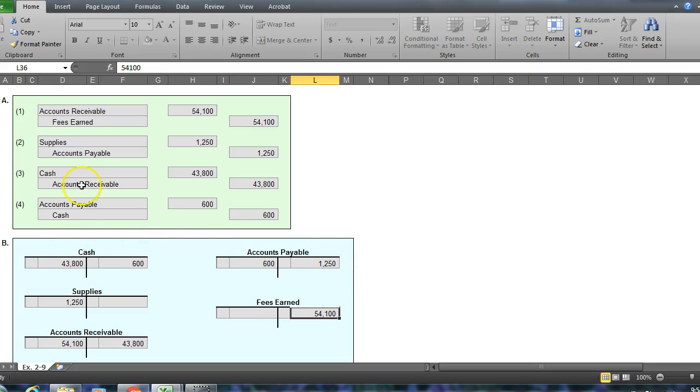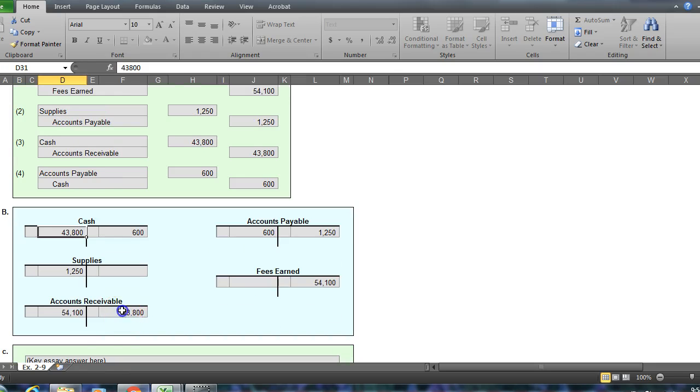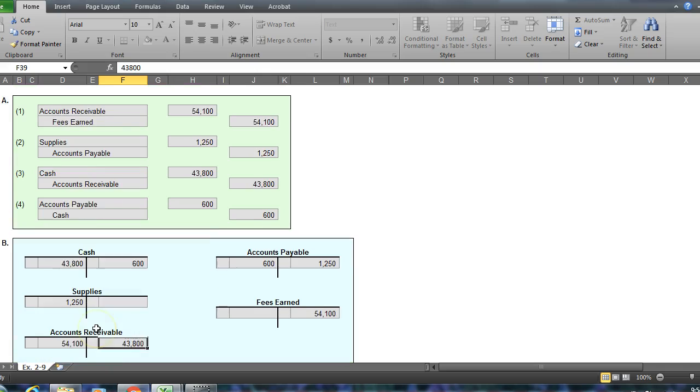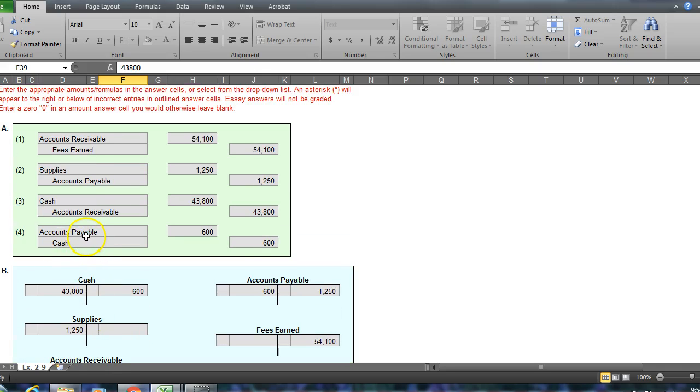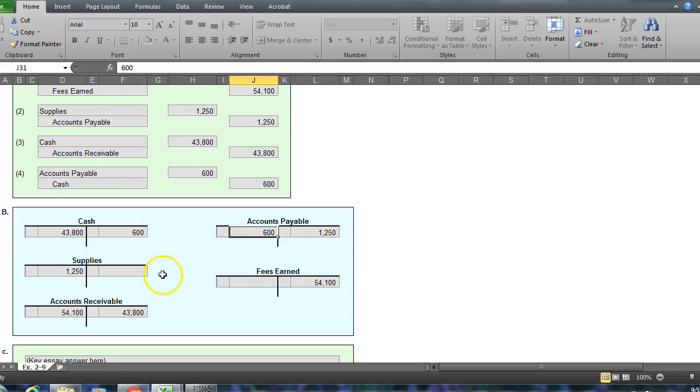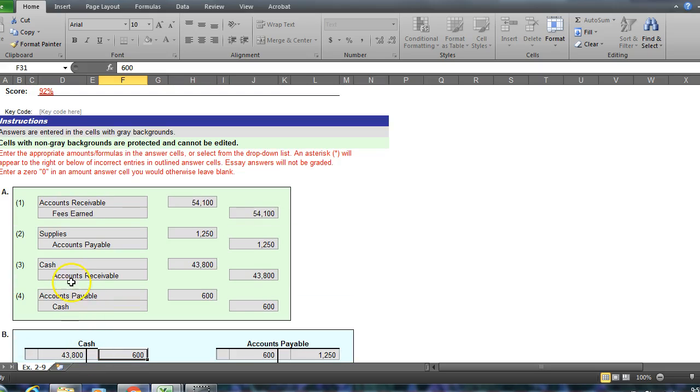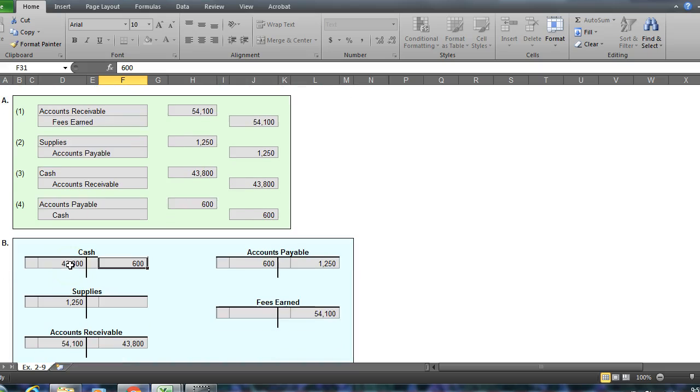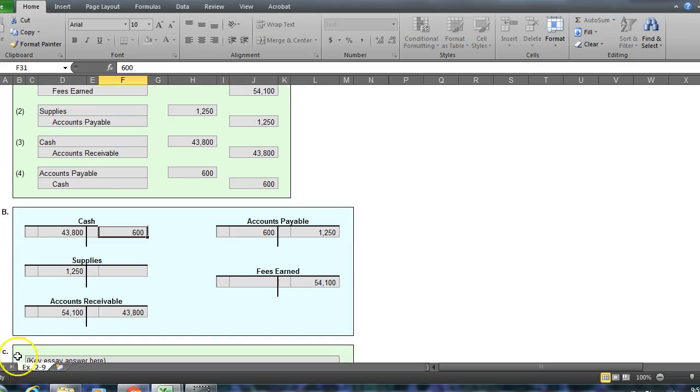Entry number 2 done. Cash, we debit it for $43,800 here, and we reduce our accounts receivable by $43,800. That's done. And our final entry, to make certain that all entries have been posted and recorded, accounts payable is decreased by $600 and our cash goes down by $600. We have now not only recorded journal entries, but we actually posted them to their accounts.